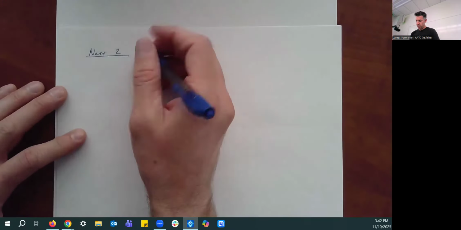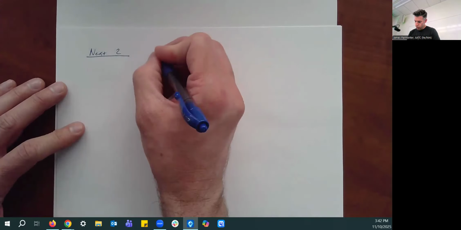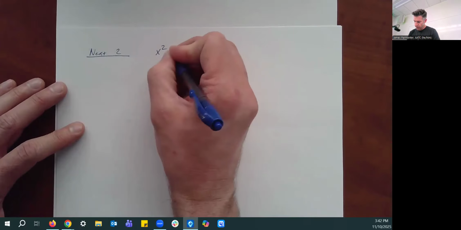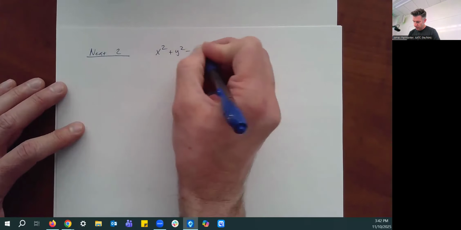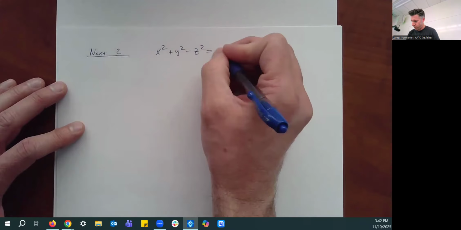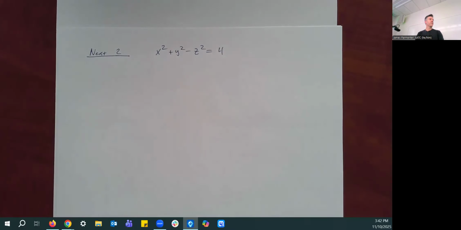Let's say this next one is, which one do I want? Yeah, sure. x squared plus y squared minus z squared equal to 4. I don't remember which one this is, to be honest, but we're going to figure it out by looking at the traces.